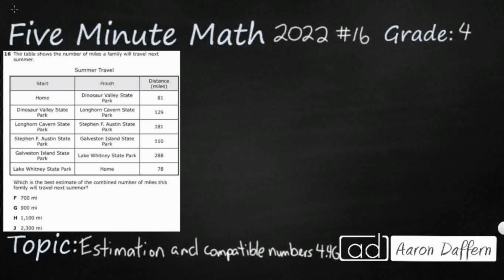Today we are looking at the fourth grade concept of estimation and compatible numbers. This is standard 4.4G in the great state of Texas, and we are using item number 16 of the 2022 released STAAR test. If you haven't done so already, please go ahead and take a moment to pause the video, work this problem out on your own, unpause it, and we will look at our answers together.